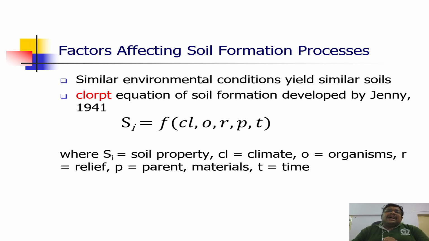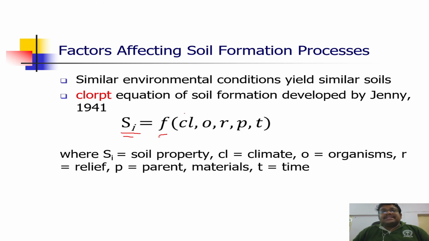Now the last topic of this lecture is the factors affecting soil formation process. Remember that similar environmental conditions yield similar types of soil. Now scientist Hans Jenny in 1941 gave an equation, we call it the equation of soil formation. According to this equation, any soil property can be expressed as a function of 5 important factors. What are these factors?